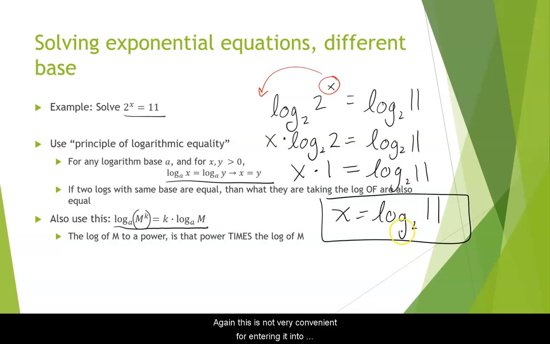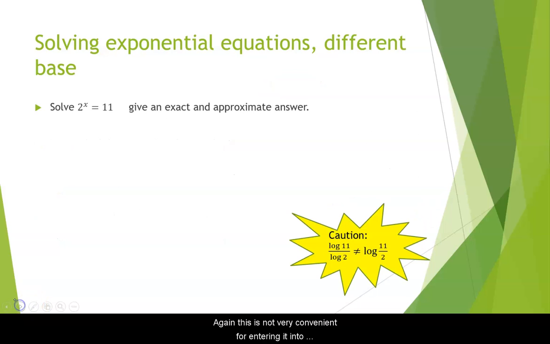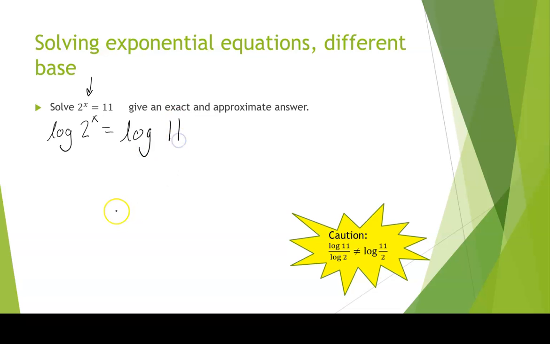Again, this is not very convenient for entering it into our calculator. To solve this, I still need to get the variable out of the exponent, and I'm going to do that by taking the logarithm of both sides. I'm going to go ahead and use log base 10. Log base 10 just looks like the logarithm is missing its base. So this is log base 10 of 2 to the x equals log base 10 of 11.